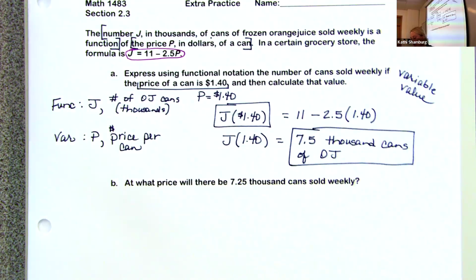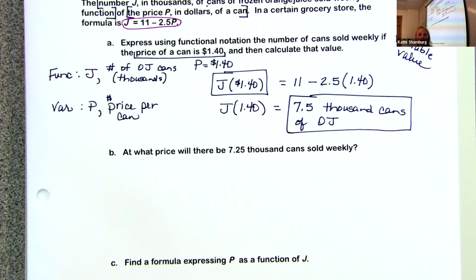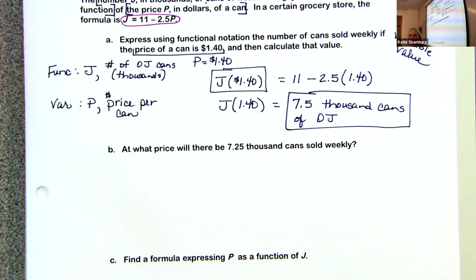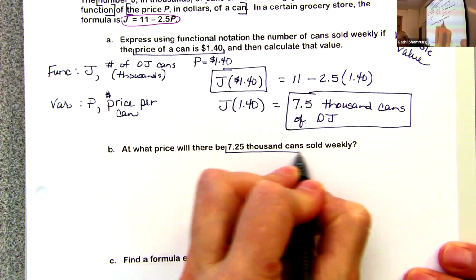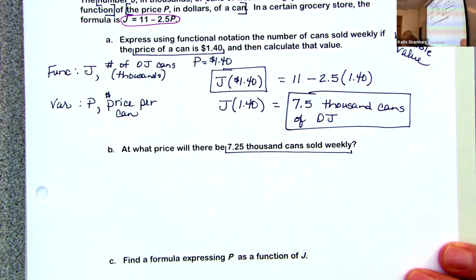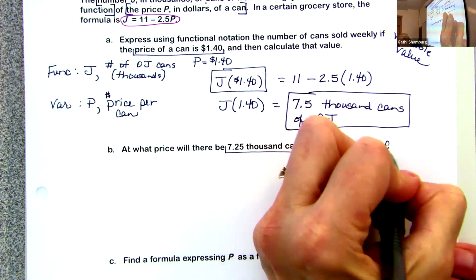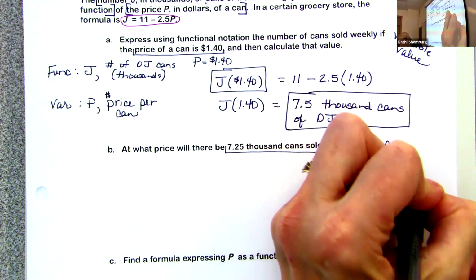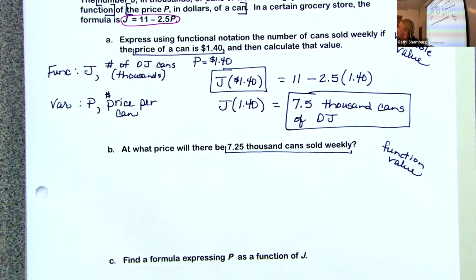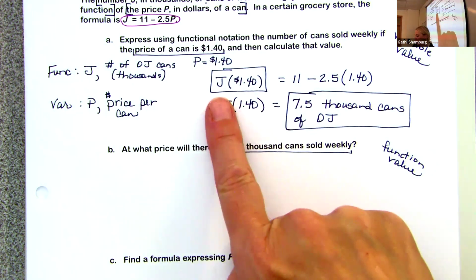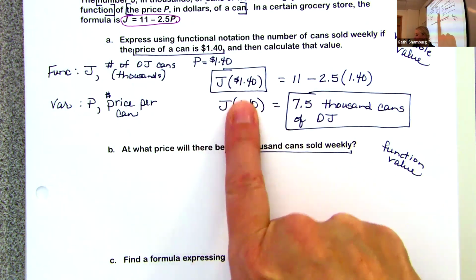Okay. All right, part B. At what price will there be 7.25 thousand cans sold weekly? What's given? What value? Function value. This is where you need to be careful. This is the question on the test that so many students incorrectly get, because guess what they do? They'll do J at 7.25.